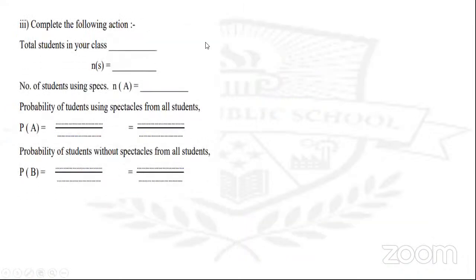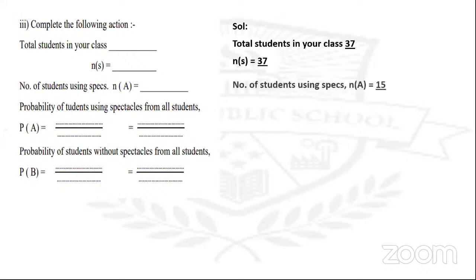Next is complete the following action. Now here you have to complete the following action. Here the total number of students in your class. Now these answers may vary because the total strength in your class may be different. I've taken the strength of my class. The total students in my class are 37. So my N of S is 37. Now out of that, the number of students using spectacles, specs. I've taken 15 students who use the specs. So N of A equals 15.